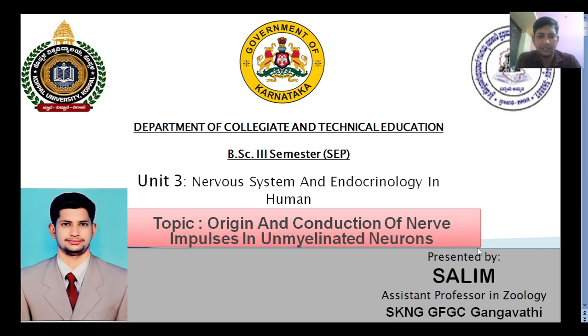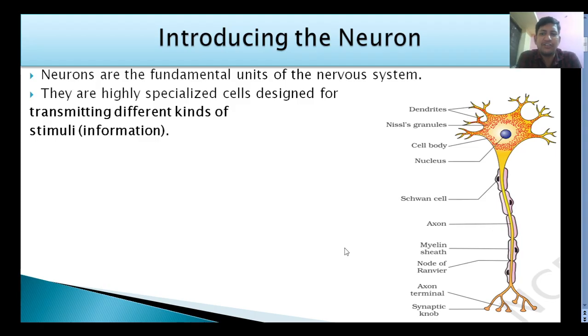I am Saleem. Dear students, in this video we are going to study about the origin and conduction of nerve impulses in unmyelinated neurons. So let's start the video. See, we know that neurons are the fundamental units of the nervous system. So this is the diagram of a neuron.